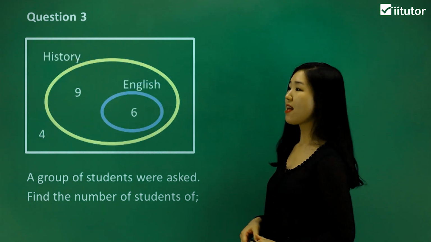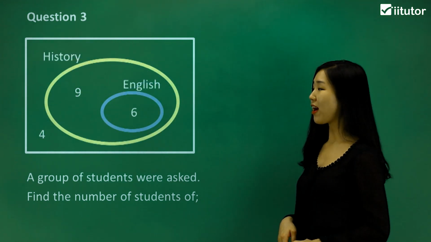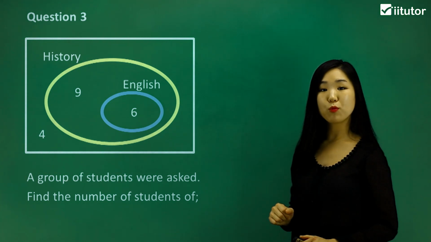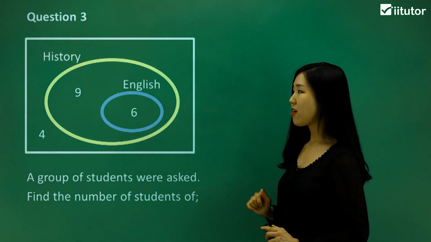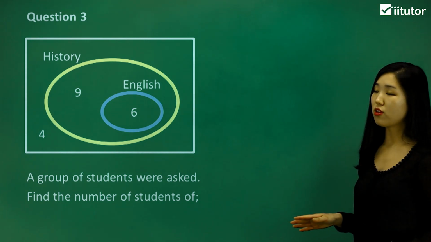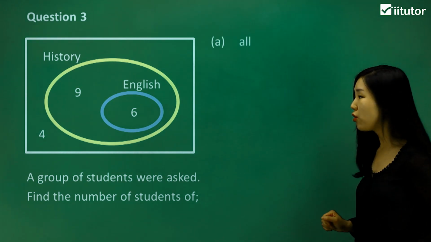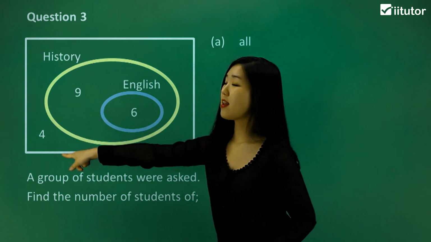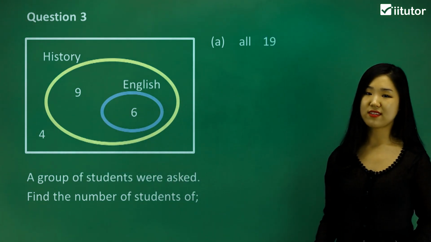Question 3. Again, it's a very unique type of Venn diagram. But again, we'll see how we go. Again, it's the same context. We've got the history and English, and we want to know the number of students of all. So the total. We'll add 6 and the 9 and the 4 together. That would give you 19, wouldn't it?